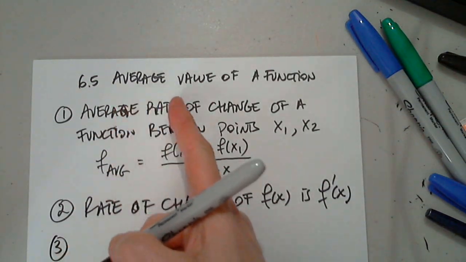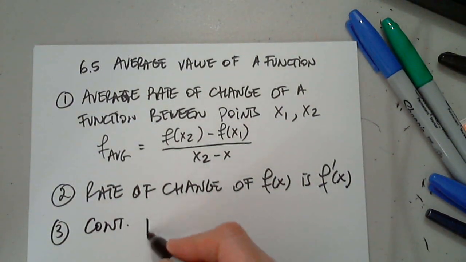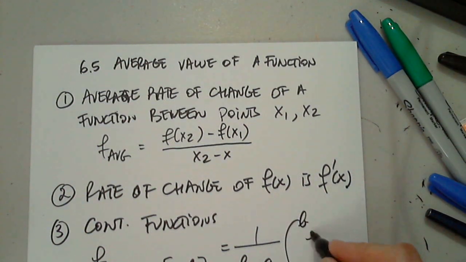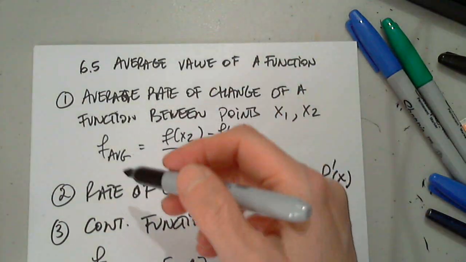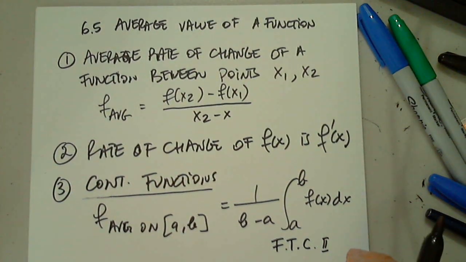And number 3 is the average value of a function. So for continuous functions, the f average on an interval a comma b is 1 over b minus a, the definite integral from a to b of f of x dx. Please understand these 3 concepts, totally different. So this is for continuous functions, so we can apply the fundamental theorem of calculus part 2 from chapter 5.